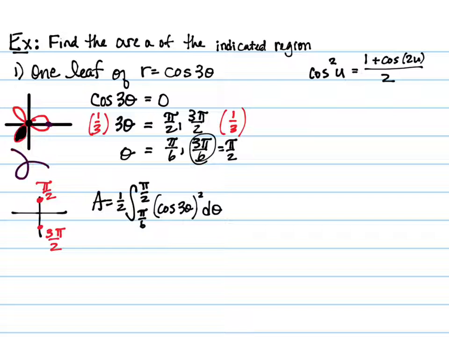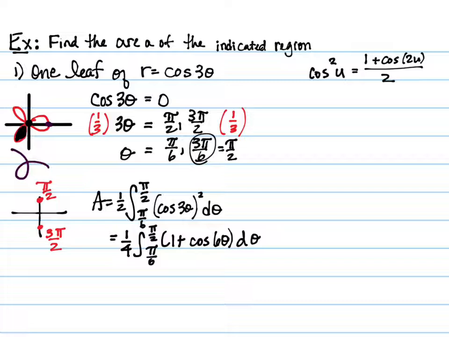So the over 2 part's going to give us another 1/2. So instead of having 1/2 out here in front, I'm going to have a 1/4. I still have my pi over 6 to pi over 2. But instead of cosine of 3 theta squared, I'm now going to have 1 plus the cosine of double that angle, which would be 6 theta, d theta.